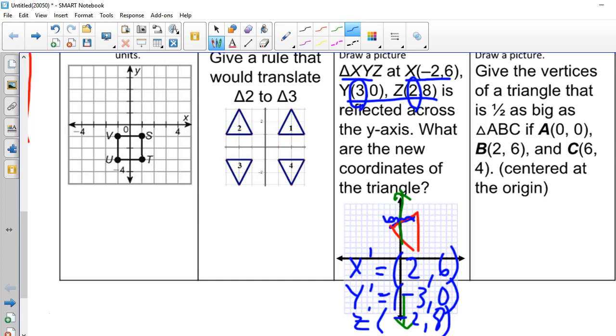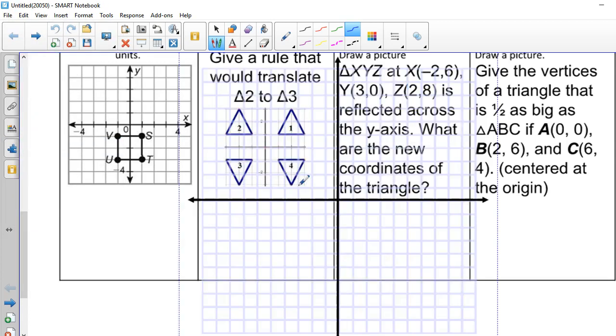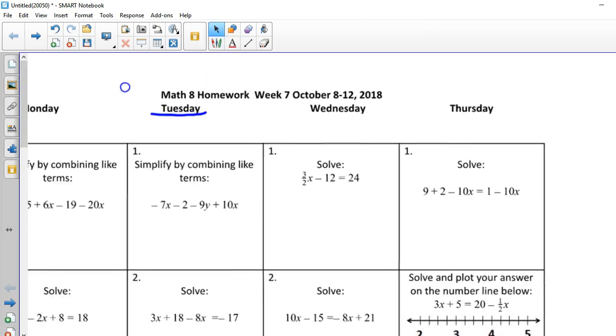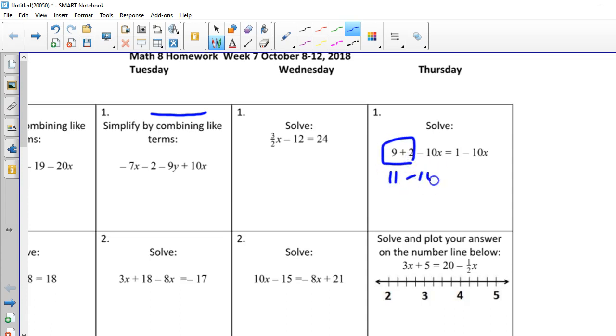Now we're going to clean all this up, and we're going to move on to Thursday. For Thursday, let me move this over for us. For Thursday, we need to solve an equation again. So let's solve this. Do you have any like terms? Yes, right here. 9 plus 2 is 11. And so you have 11 minus 10x equals 1 minus 10x. Move your variable from the right side.